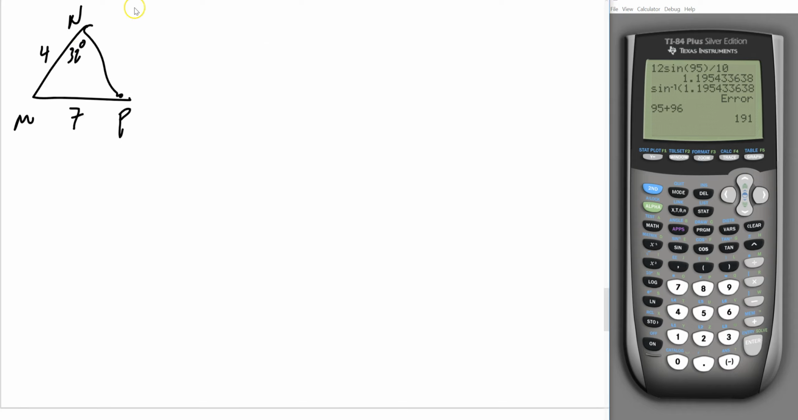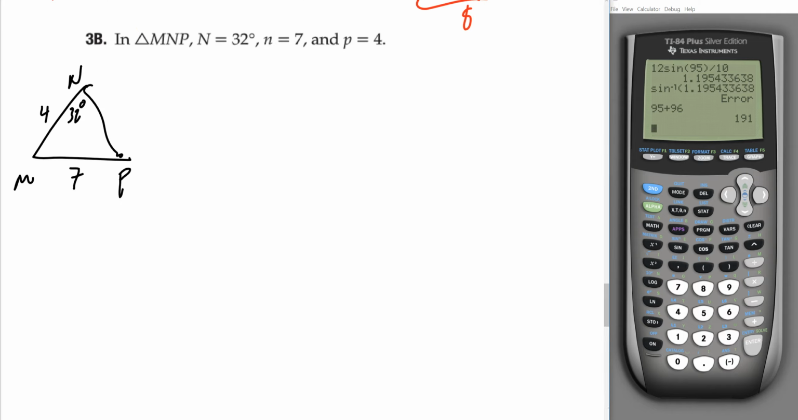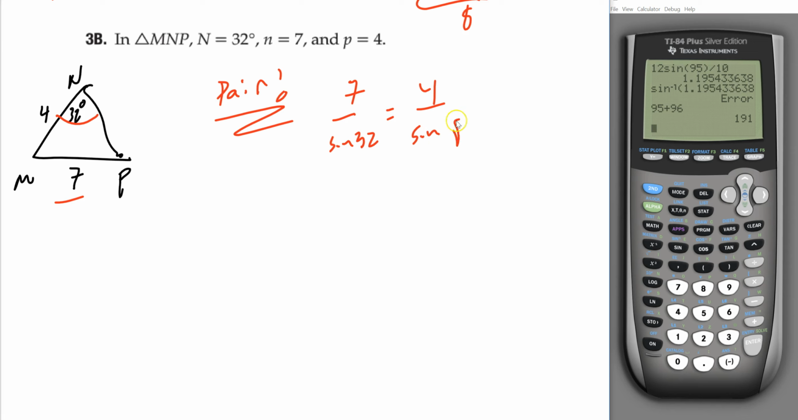So again, notice we have a pair, so we could do the law of sines. I have this and this, a pair. So I'm going to do 7 over sine of 32 equals 4 over sine of P. Now you can tell right off the bat that the angle's too small, so I have no idea what's going to go on here. But I do know it's probably going to be a triangle. Is it 1 or 2? That's what we have to figure out.